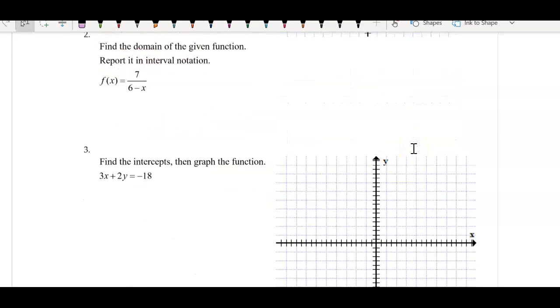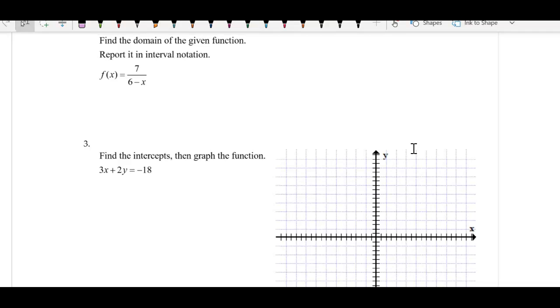Okay, what about the domain? So we have a fraction here. How are we going to find, first of all, the excluded value? So what number can x not be? How do we find that? 6, because you can't have the denominator be 0.